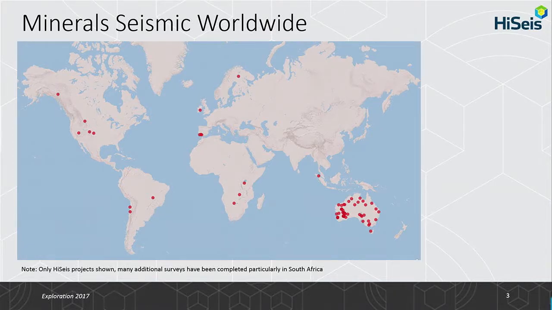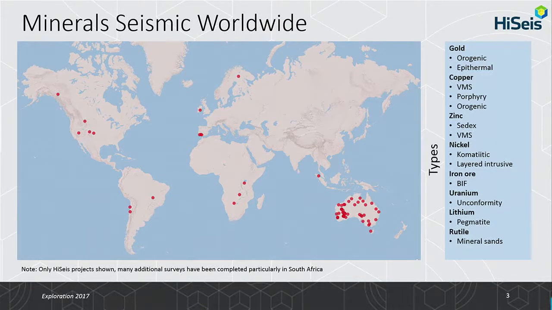This slide shows the projects that collectively HiSeis and Curtin University have been involved in. Obviously, a strong concentration in Australia, but now spreading right throughout the globe. Surveys have been completed for a whole range of commodities and in a whole range of geological environments. Some of them perhaps a little bit surprising.